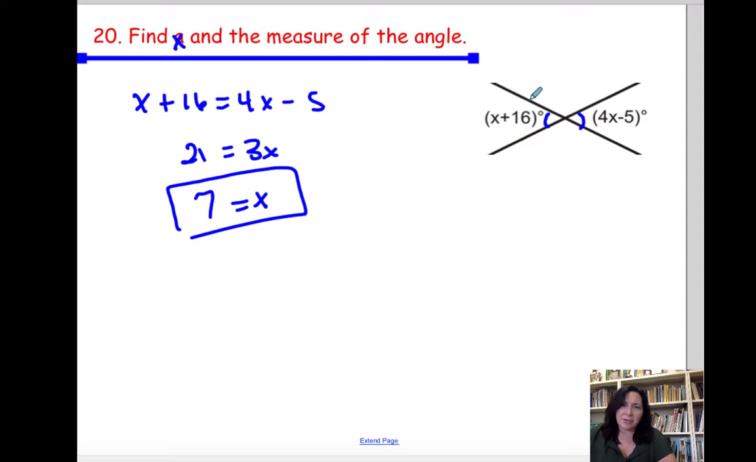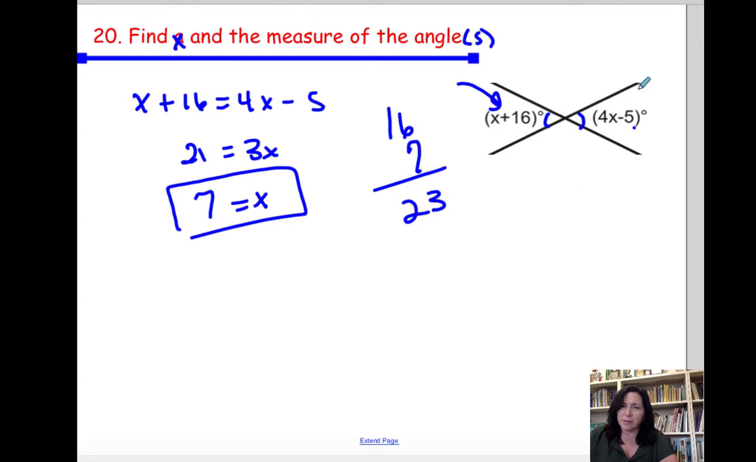Now I need to find the measure of the angle, or angles. And you know that because vertical angles are congruent, those angles are the same angle. So finding the same, so what do I have to do? Plug in 7. So we're going to go 7 plus 16, right?